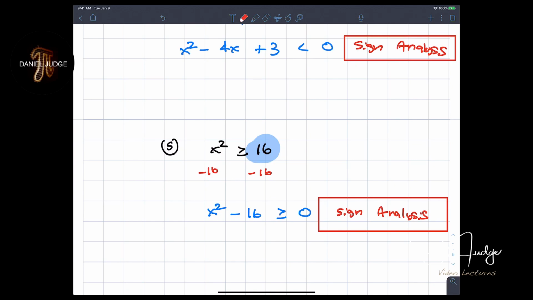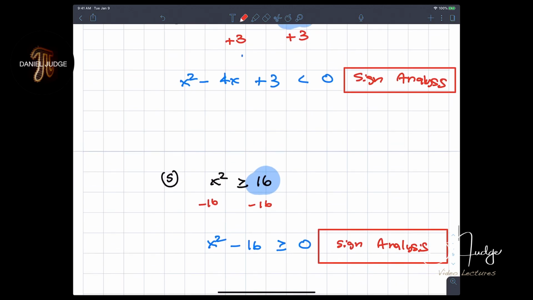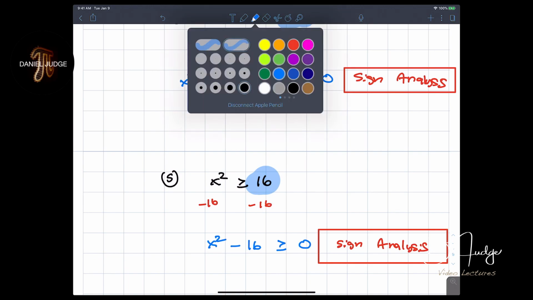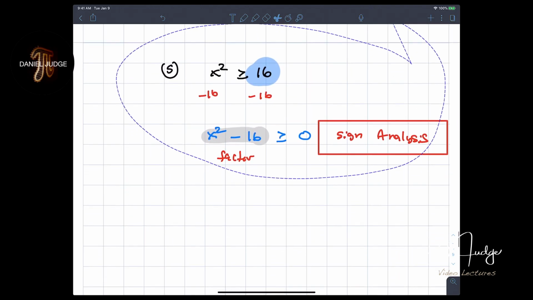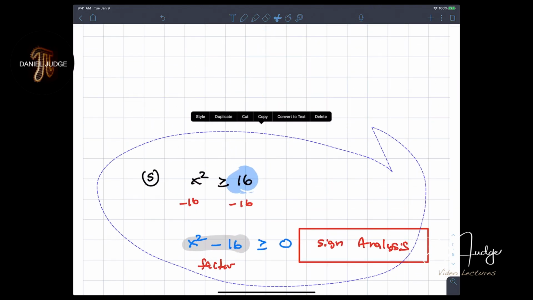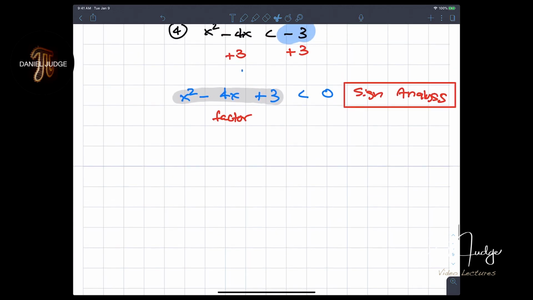So, okay, but this is not factored. So what do you do then? We have a quadratic, a trinomial that's not factored. You got to factor. Same thing here. You got another one. You got to factor here. All right. So sign analysis requires us to have a factored version because we have to solve this thing.